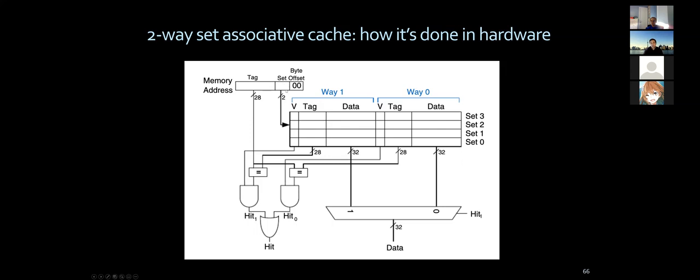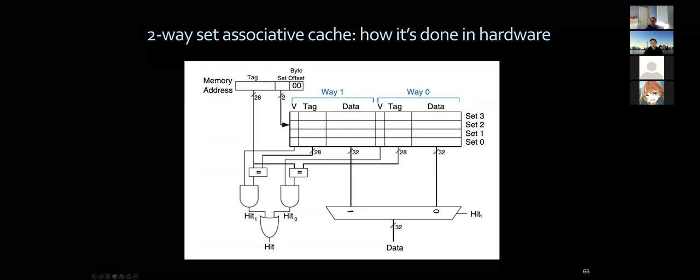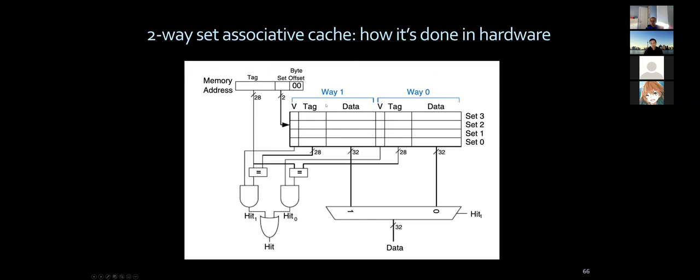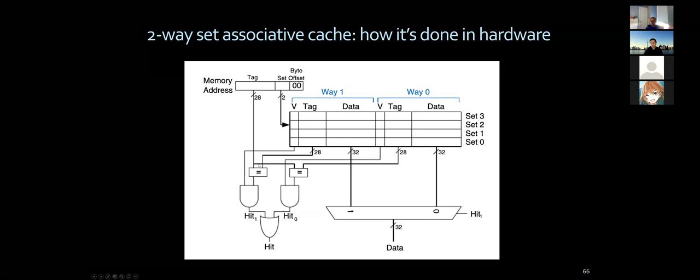And this item here tells me which compartment on my shelf I go to. That's the set number. If we had a cache with just 4 sets, set 0, 1, 2, 3, that means I need 2 bits from the address here, and the other bits are the offset of the data. So I have 2 bits here, 2 bits here, and the leftover 28 bits are the tag. They are used to find whether the data is in the cache or not. Is this clear? The tag tells you whether that's the book you're looking for or not.